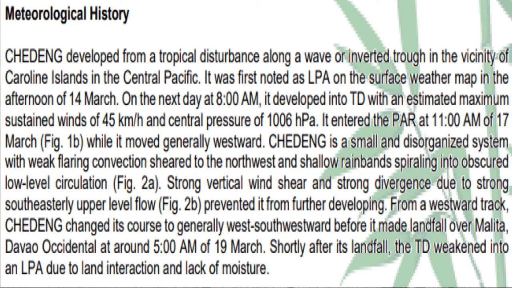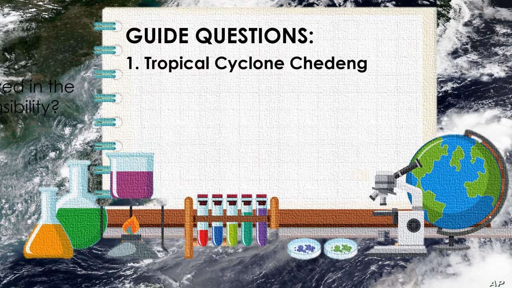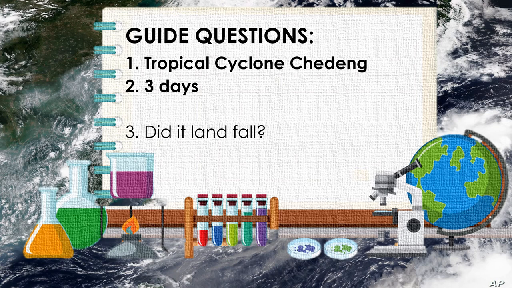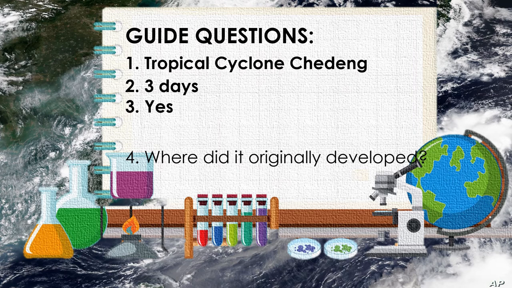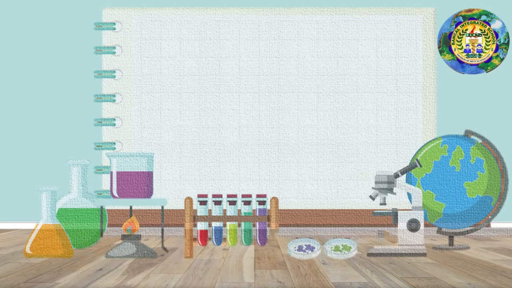Let us now answer our guide questions. What is the name of our tropical cyclone? How many days did it stay in the Philippine area of responsibility? Did it landfall? Where did it originally develop? What is the reason why it weakened? Were you able to write the correct answers?